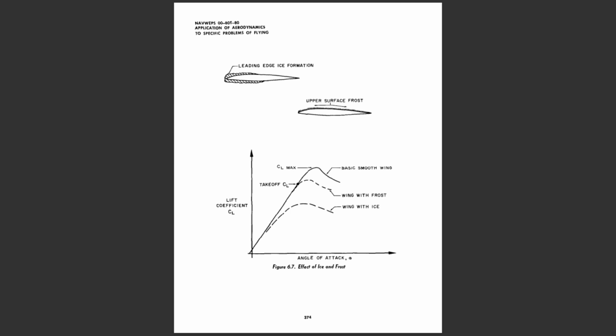However, the kinetic energy of the boundary layer is an important factor influencing separation of the airflow, and this energy is reduced by an increase in surface roughness. The general effects of ice and frost formation on the lift characteristics is typified by the illustration of Figure 6.7.